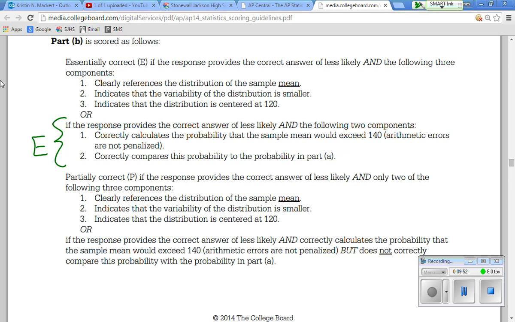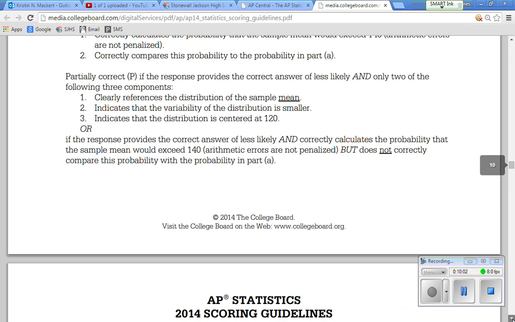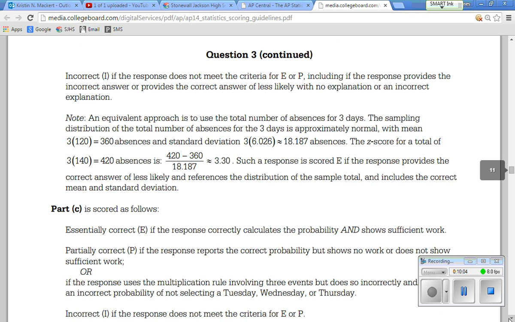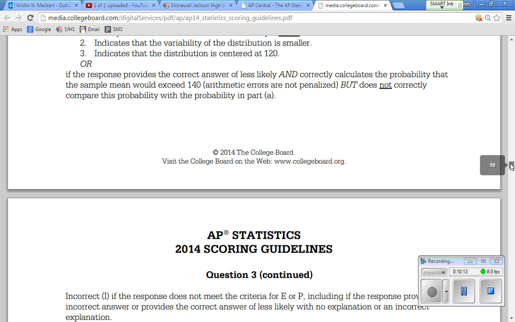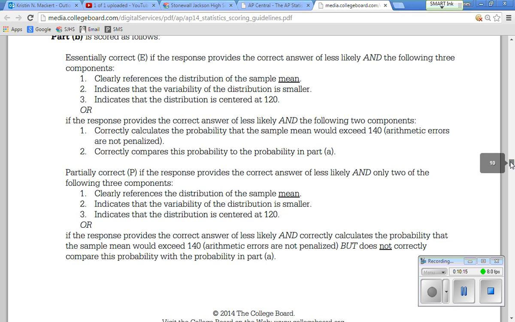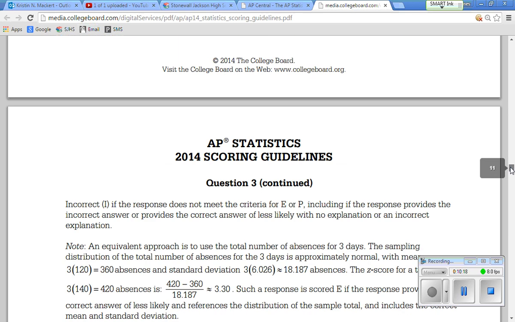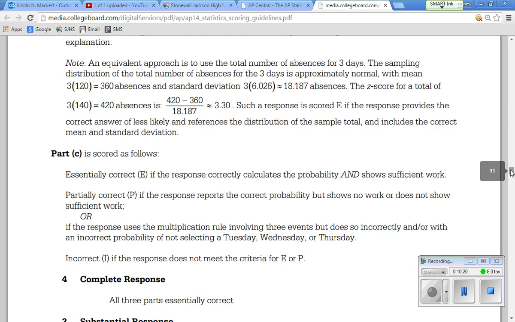All right, and then for the last one, to get an E, we would have gotten just a correct calculation, quite frankly. They wanted you to find a new Z-score in that one. Part C, where's part C? Do you guys see it? Part B, part C, there we go. Basically, work and the probability. That's all we're looking for for an E.